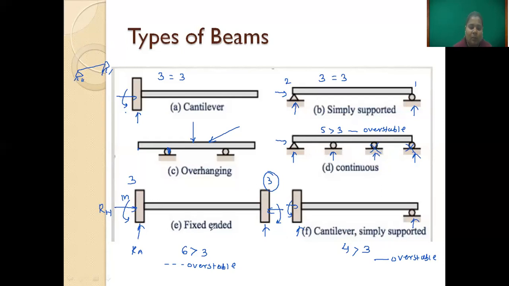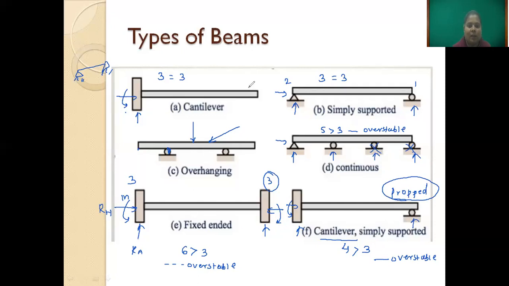Now you observe this fixed ended beam, or fixed beam. Why is this beam called a fixed beam? Because both supports are fixed. So this is called a fixed ended beam. And this is called a propped cantilever. So one end is fixed and for the other end, one roller or hinge is provided. So this beam is called a propped cantilever beam. So there are 6 types of beams.